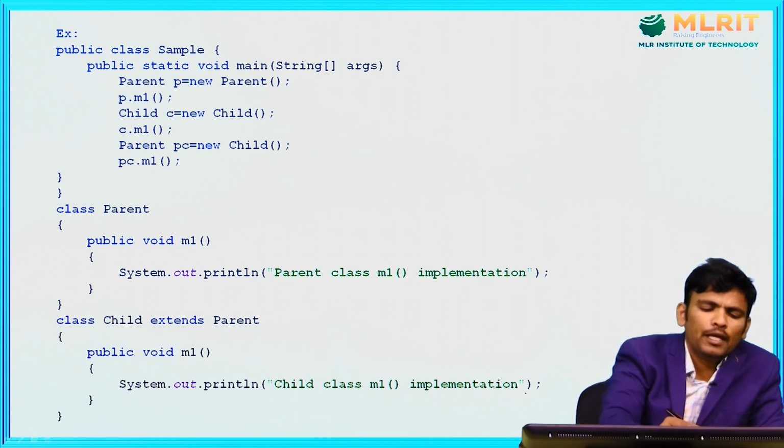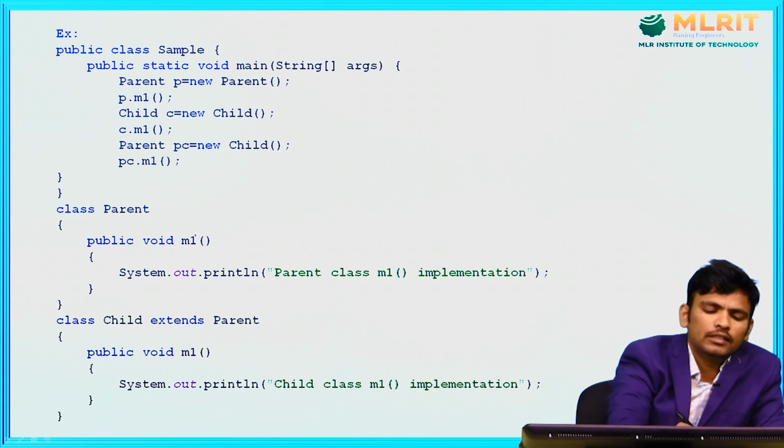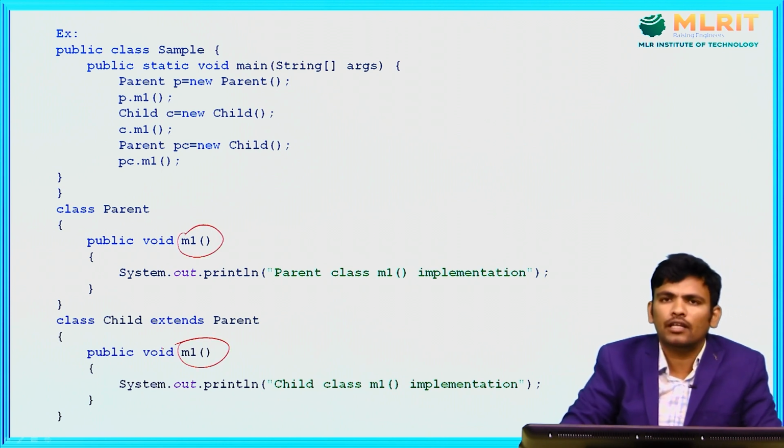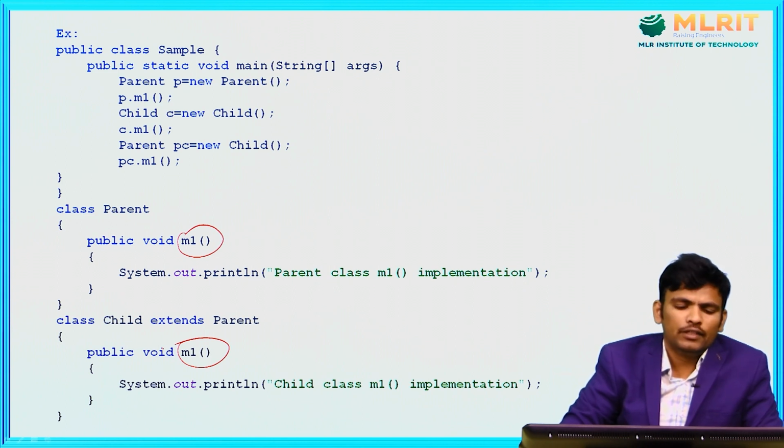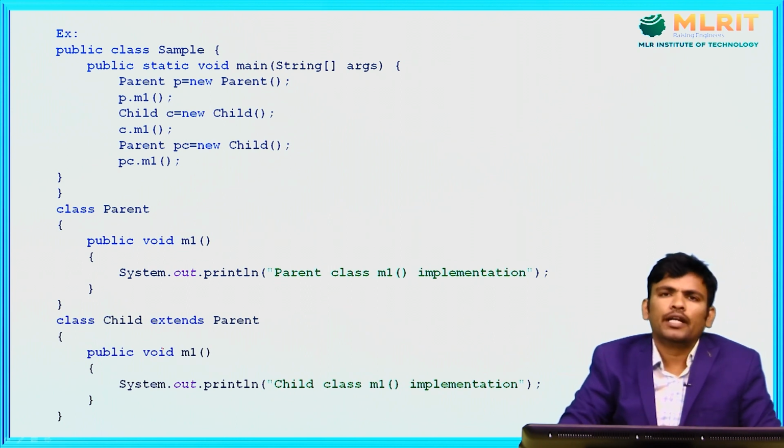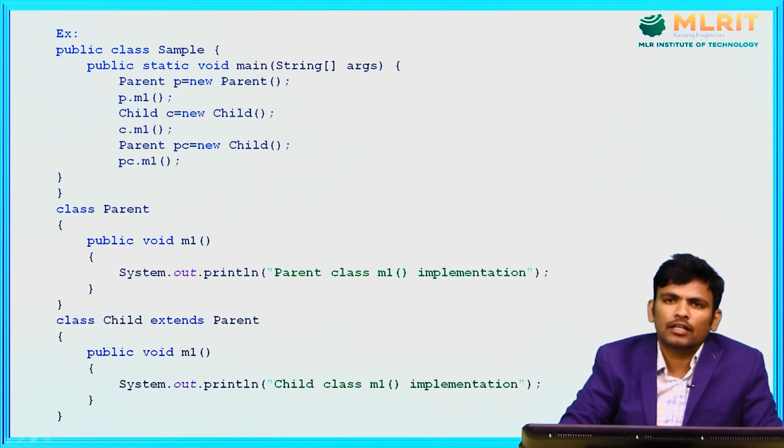If you observe the parent class and child class, the method names are exactly the same. Method overriding means rewriting a parent class method inside a child class with the same method signature. In method overriding, which method has to be executed, who will decide? The JVM will decide, based on the object type but not the reference type.